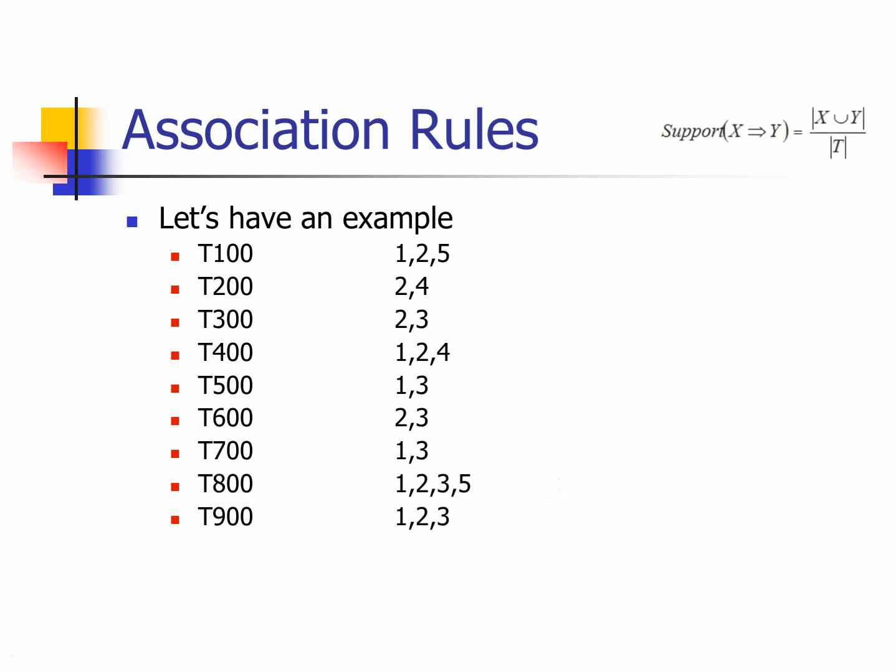In this case, since the support is defined by X union Y divided by the total number of transactions, I want to emphasize one more time, the total number of transactions in this example equals 9. Because we have 9 transactions over here.